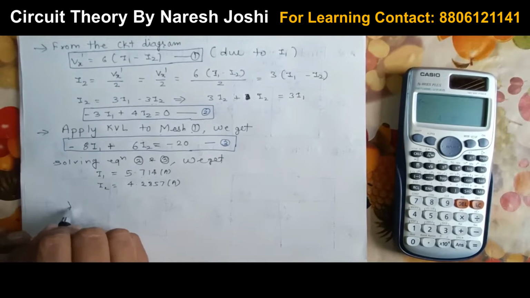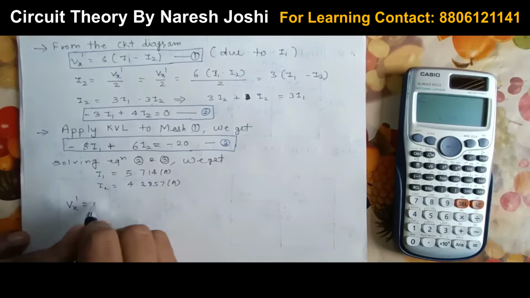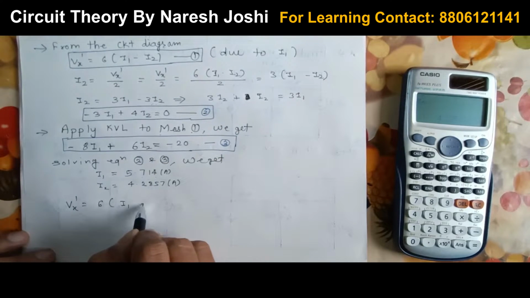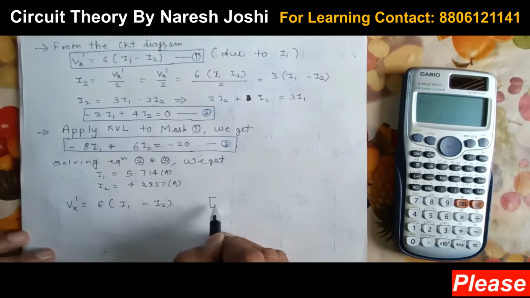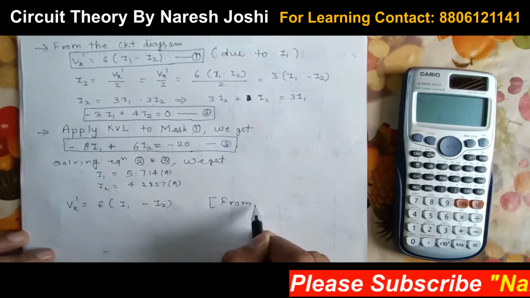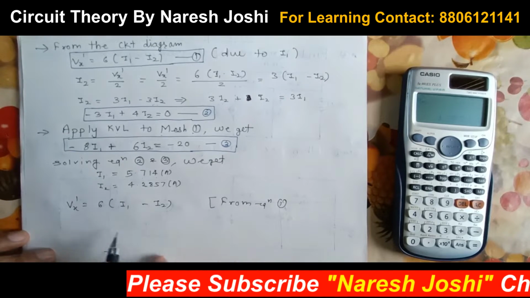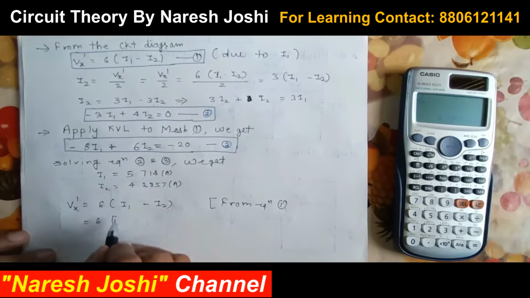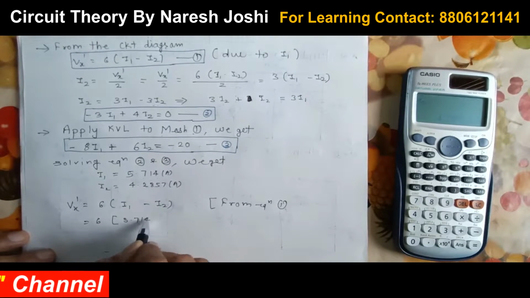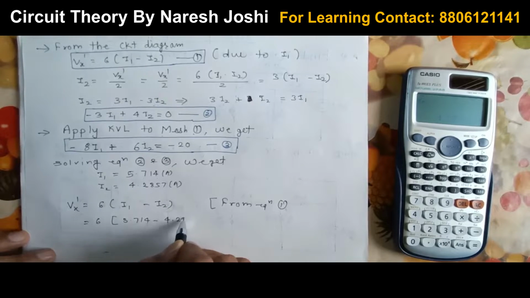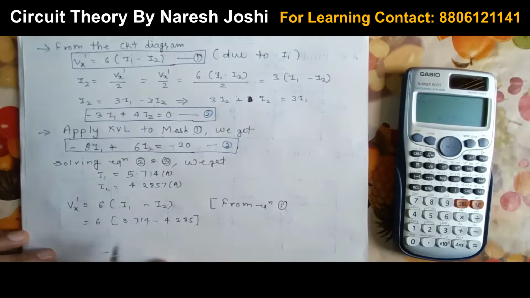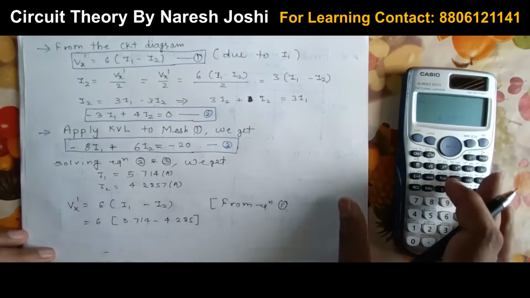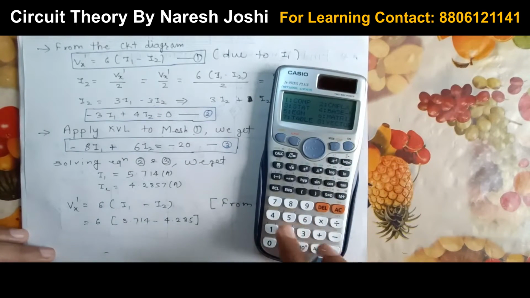Vx dash. So what is Vx dash? Vx dash from equation 1. This is equation 1: 6 times (I1 minus I2). So this is from our equation 1. Clear? So let's see what this is. This is 6, and the value of I1 is 5.714 minus 4.285. When we simplify it, we can simplify it.